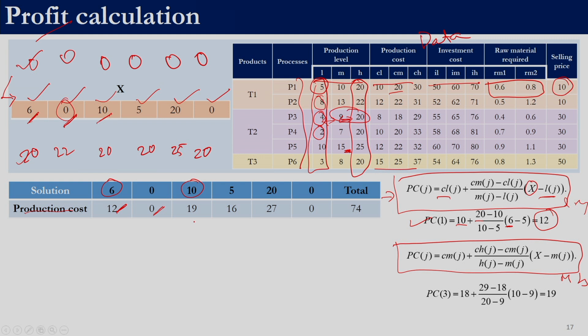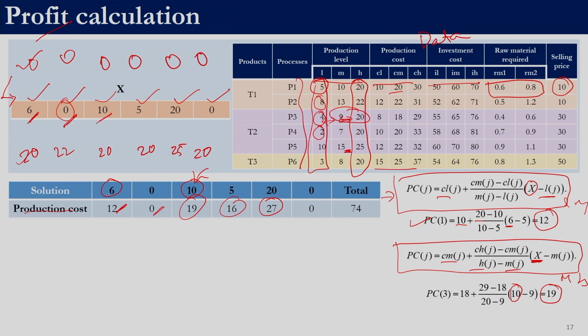We need to use the third equation, and instead of x we need to substitute whatever the algorithm has given. So, we need to substitute 10, and CM, CH, M and H you can look at the table and substitute. So, the cost would turn out to be 19. Similarly the cost for these two can also be calculated.